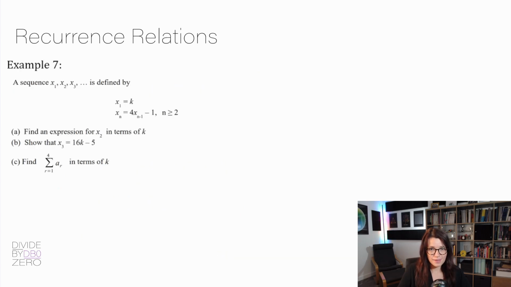I'll do another example involving recurrence relations. This time it says a sequence x1, x2, x3, etc. is defined by x1 equals k and xn equals 4 times x(n-1) minus 1 when n is greater than or equal to 2. Part A says find an expression for x2 in terms of k. So we're going to use the recurrence relation that's been given and substitute in. So for part A, what we want to say is x2 must be equal to 4 times x1 take away 1. There I'm just using this. Now we're told that x1 is k, so that's going to be 4k minus 1.